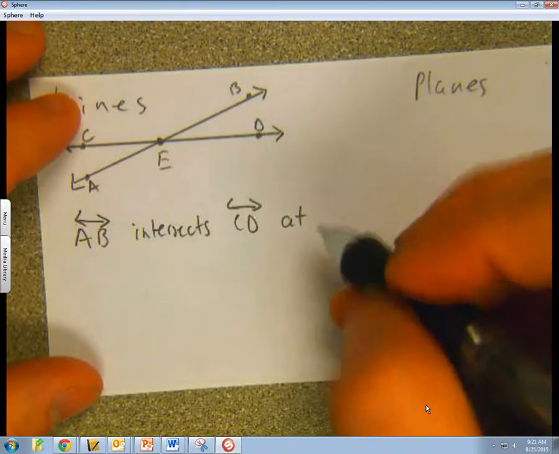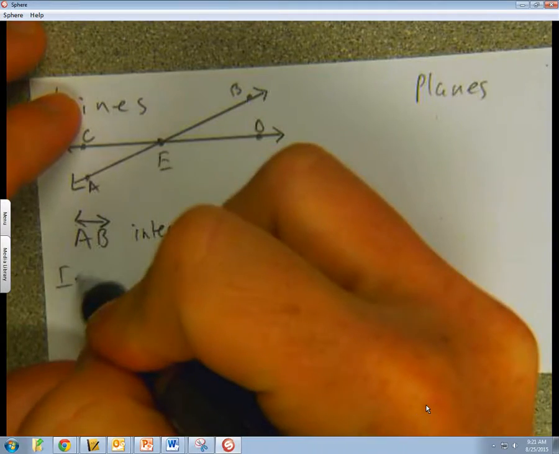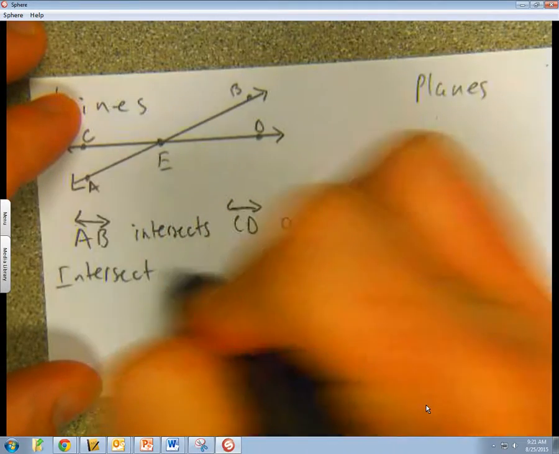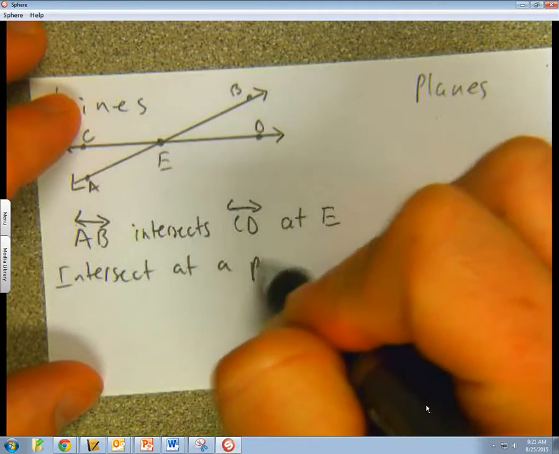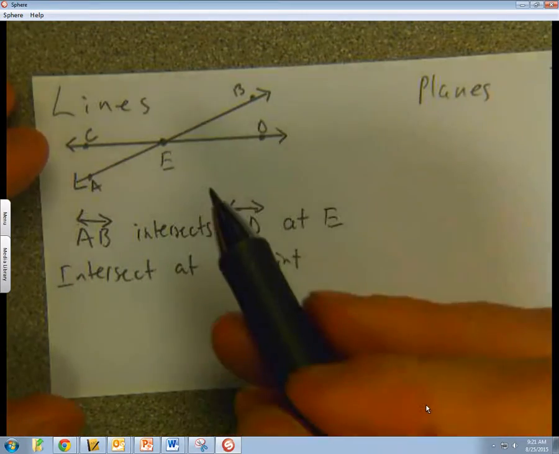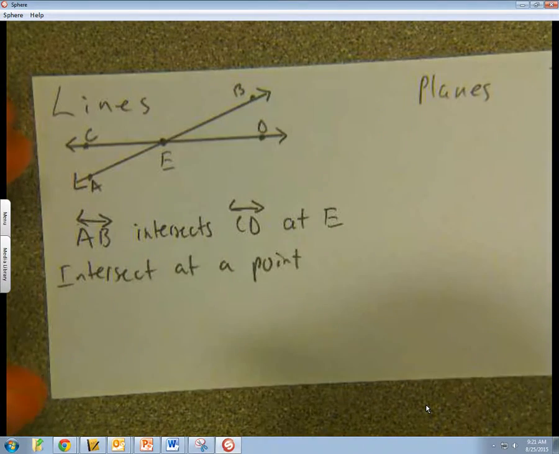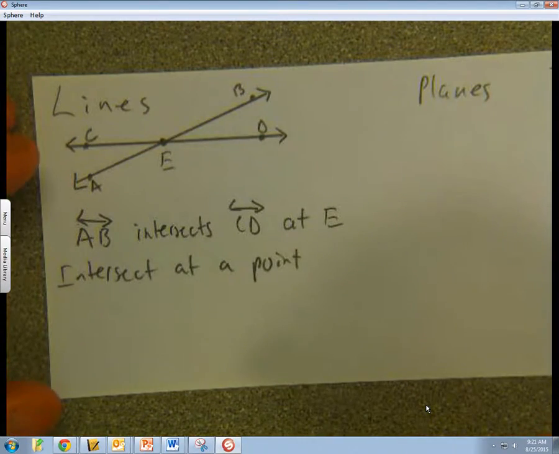Okay, so they will intersect at a point. Lines intersect at a point, and that point in this case is E, and you could draw a number of other examples. Alright, so that is lines.